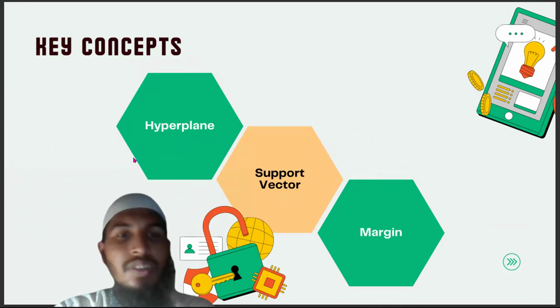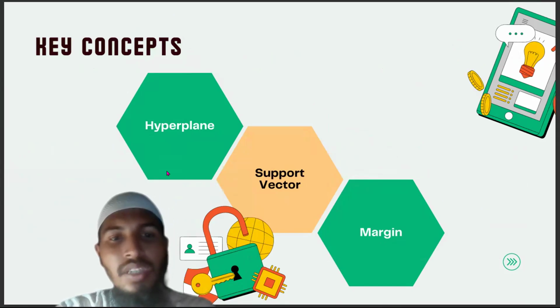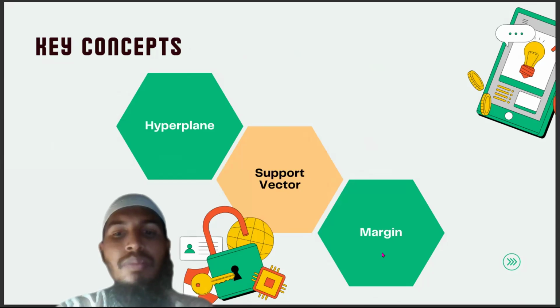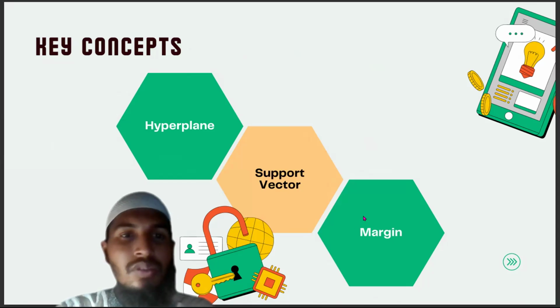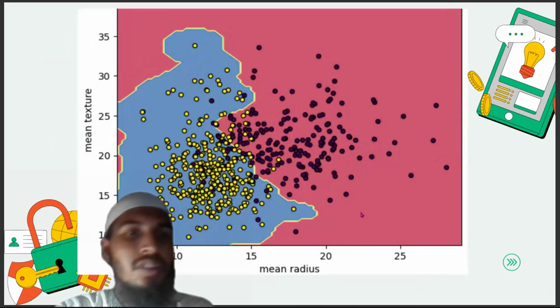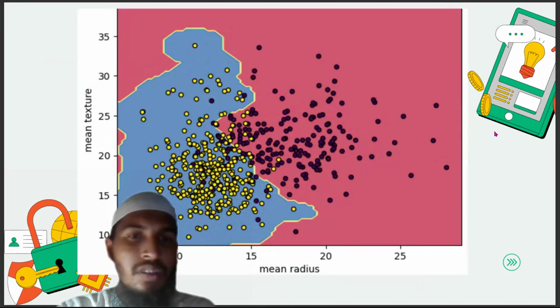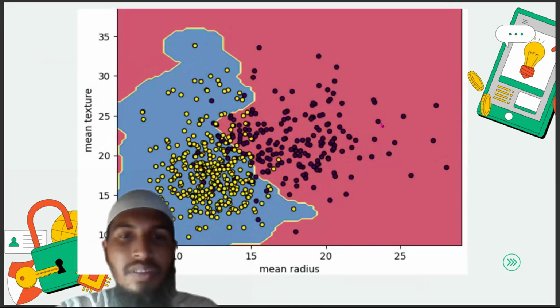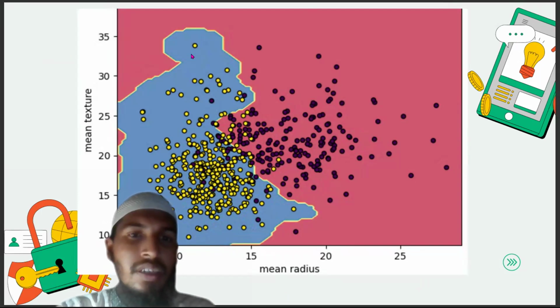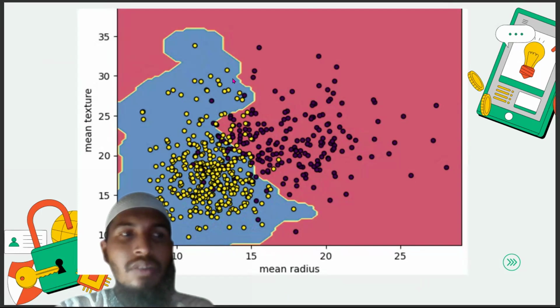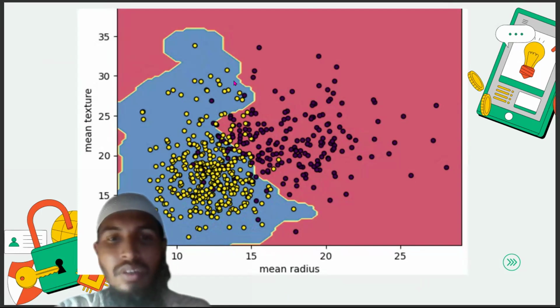Key concepts of SVM. There are three concepts. First, hyperplane. Second, support vector. Third, margin. Those three concepts are basically used in support vector machine. This picture shows a support vector machine. There we can see that data points are not linearly separable. This time we use support vector machine.